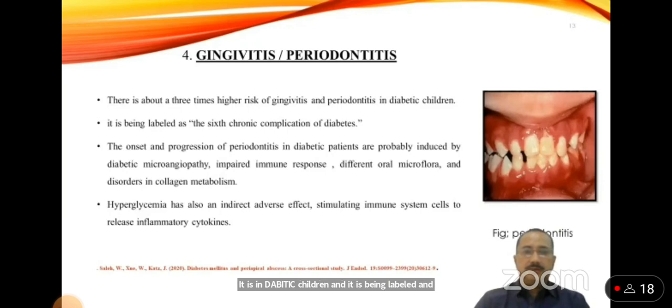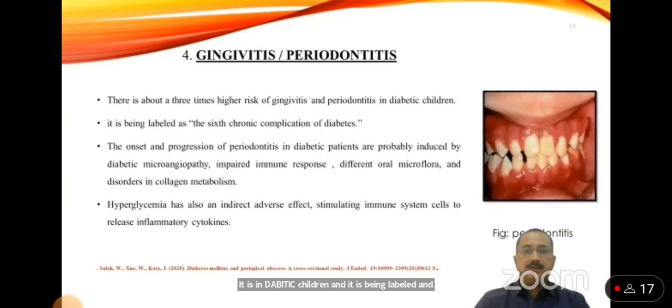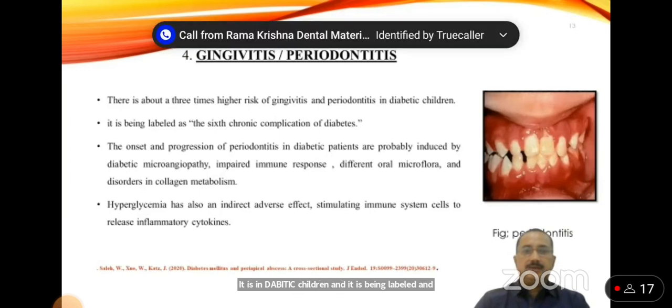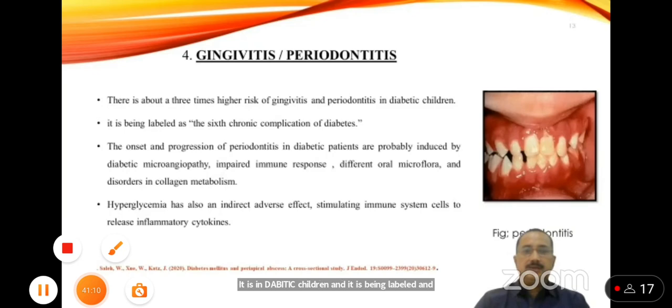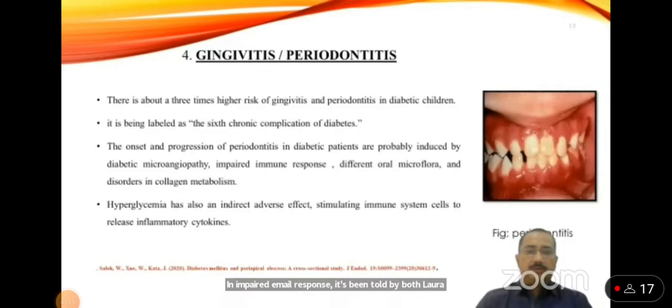The onset and progression of periodontitis involve changes in flora and disorders in collagen metabolism. And hyperglycemia also has an indirect adverse effect, stimulating the immune system cells to release inflammatory cytokines.